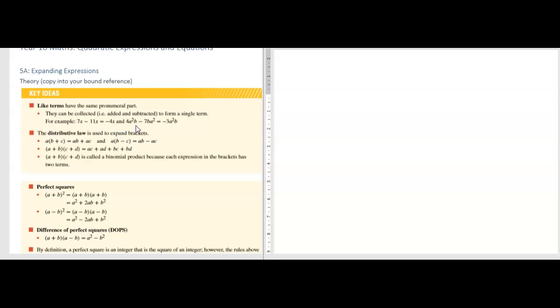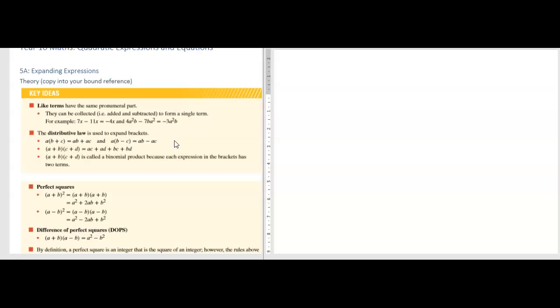And then the next example, we've got 4a squared b and ba squared. They are the same pronumeral part, even though a is written before b here and b is written before a here, they're still the same pronumeral part. Now, the powers have to be the same as well. See how we've got a squared b? It has to still be a squared b. You can't change the powers, otherwise they're no longer like terms.